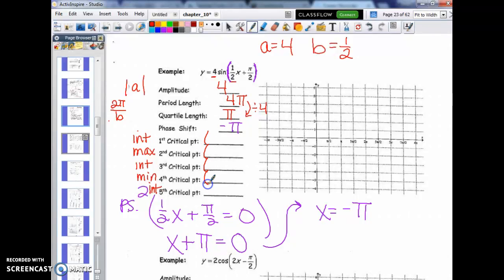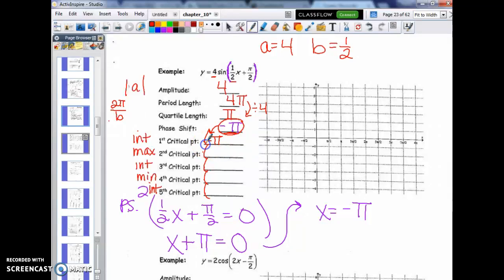Now I'm going to think about these x coordinates, where I have always started with 0 for the first critical point's x coordinate. My phase shift is now going to become the x coordinate of my first point. So that phase shift, negative pi, means negative pi is the x coordinate of my first critical point. Now to get the rest of the x coordinates, remember, I take whatever this is and add the quartile length.